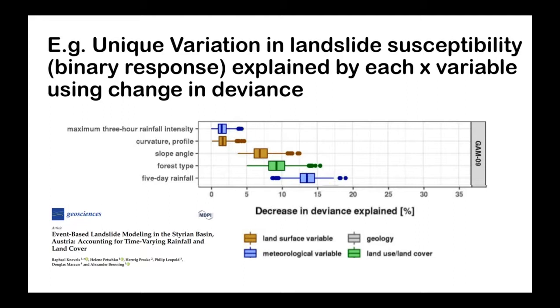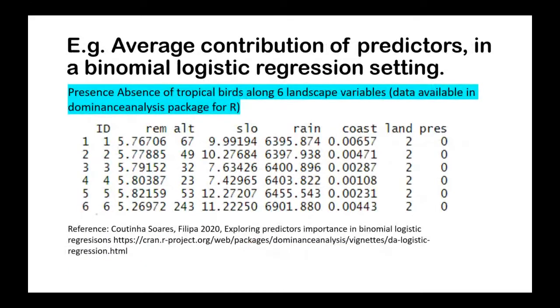And forest type and the angle of the slope of the site were also quite important. So that's just somewhere where it's cropped up. And I just thought I'd give another example using the average contribution of predictors. So this is in a binomial logistic regression setting. In this data set, which I got from the dominance analysis package, they were looking at the presence-absence of a tropical bird species and how it related to these 6 predictors.